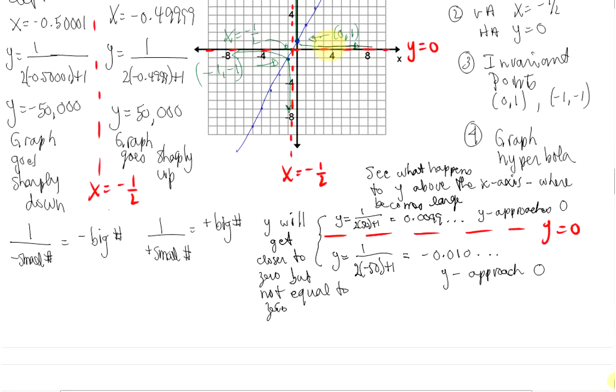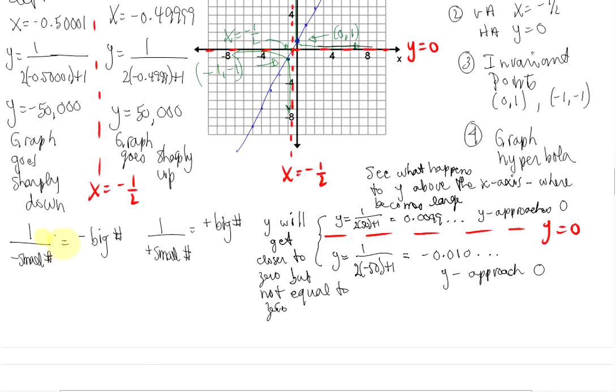Okay, and you can see that on the graph. If we take a look in the first quadrant, the graph is getting very, very close to y equals 0. Okay, and it should never ever touch that line, and you can see that on the left also, that it gets very close to 0, but it won't ever touch the x-axis.